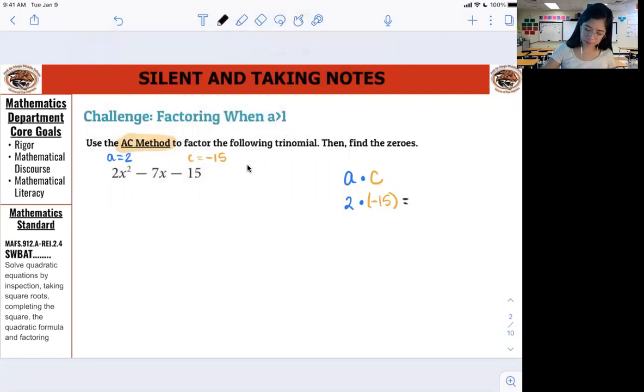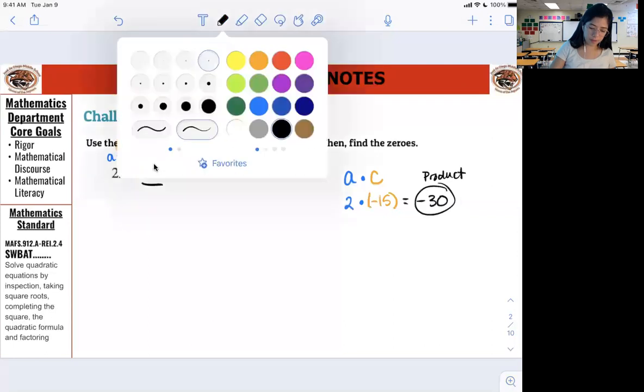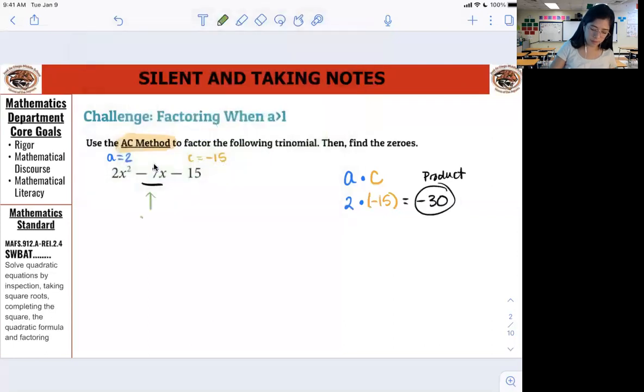I get -30. What I'm going to do now is the -30 is my product. So now it kind of goes back to sum and product a little bit. So this is now my product, and my sum is still the same number. Sum is still -7. So now I need to think of two numbers that multiply to make -30 and add up to make -7.